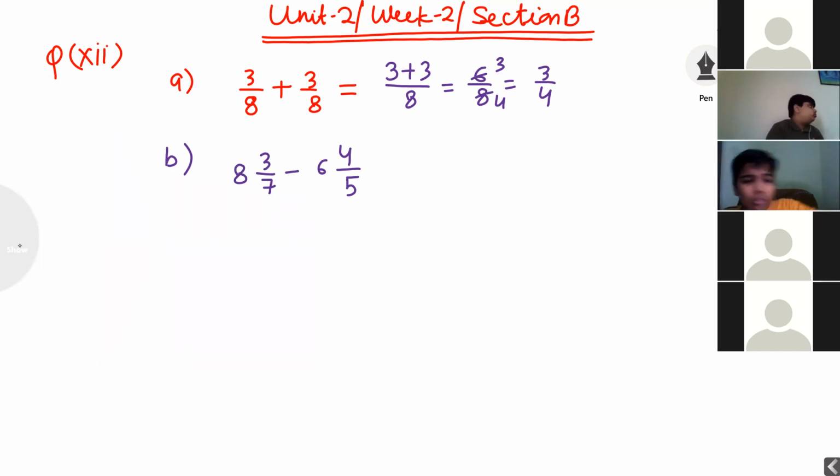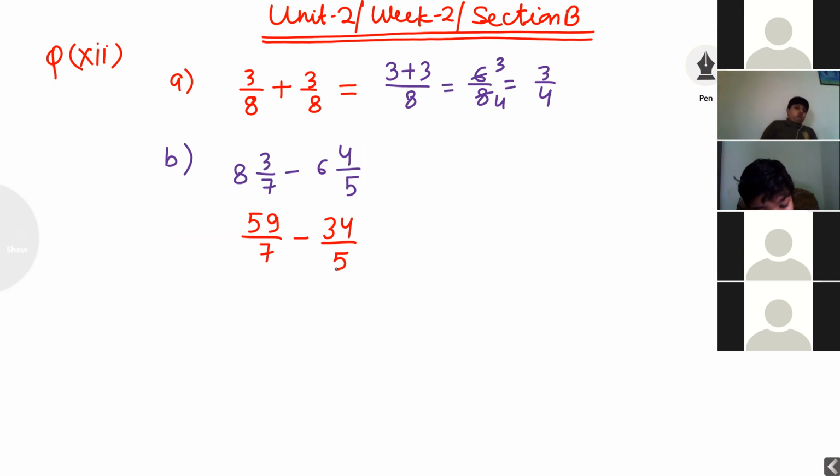Now, denominator multiplied by whole number plus numerator. 7 8s are 56. 56 plus 3 is 59, so 59 by 7. Minus, 5 6s are 30, plus 4, 34 by 5.